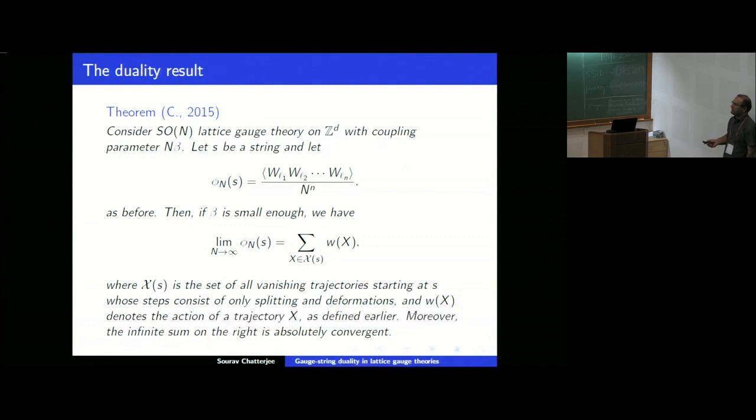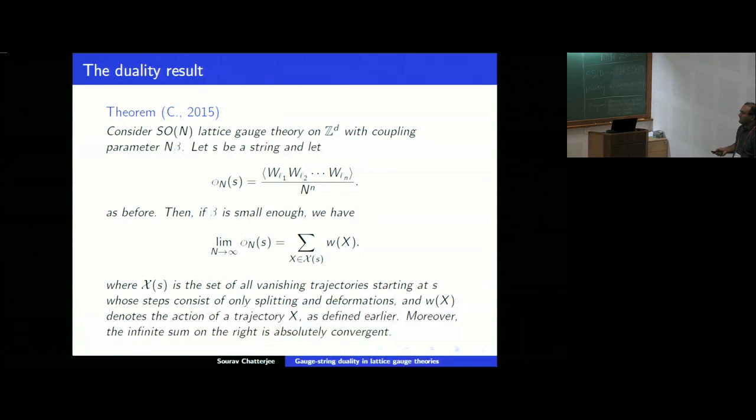Then you have this limit, which we showed exists, but it's given by the sum over all vanishing trajectories in the string theory. So this lattice string theory that we find, you take script X of S to be the set of all vanishing trajectories starting at this given string S, whose steps consist only of splittings and deformations. Yes, I should have mentioned that before. Right now, we don't need mergers and twistings. So you only consider vanishing trajectories whose steps consist only of splittings and deformations. Splitting means splits into two, and deformation means you just add or subtract a plaquette.